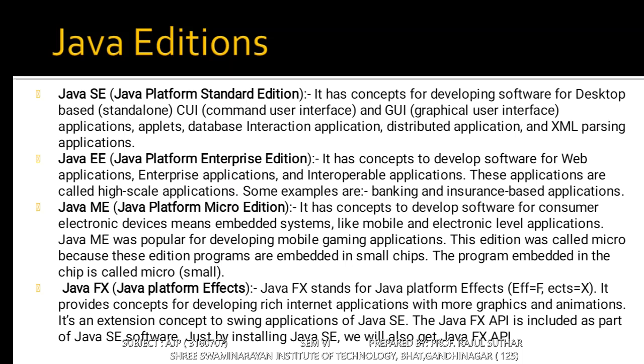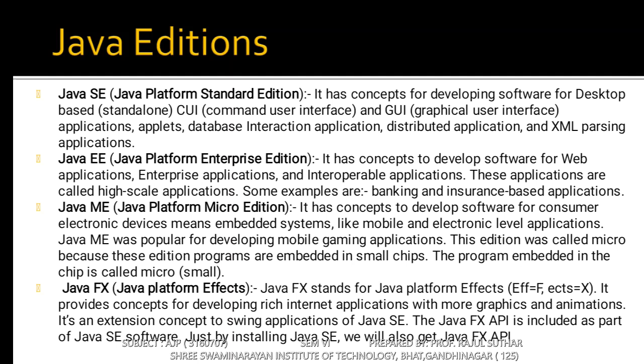Then Java Enterprise Edition. This platform covers the concept of developing software for web applications. So advanced Java is covered in Java Enterprise Edition. We build web applications, enterprise applications and interoperable applications. These applications are called high scale applications. Java Enterprise Edition covers high scale applications. For example, if we want to build banking and insurance based applications, Java Enterprise Edition is required.